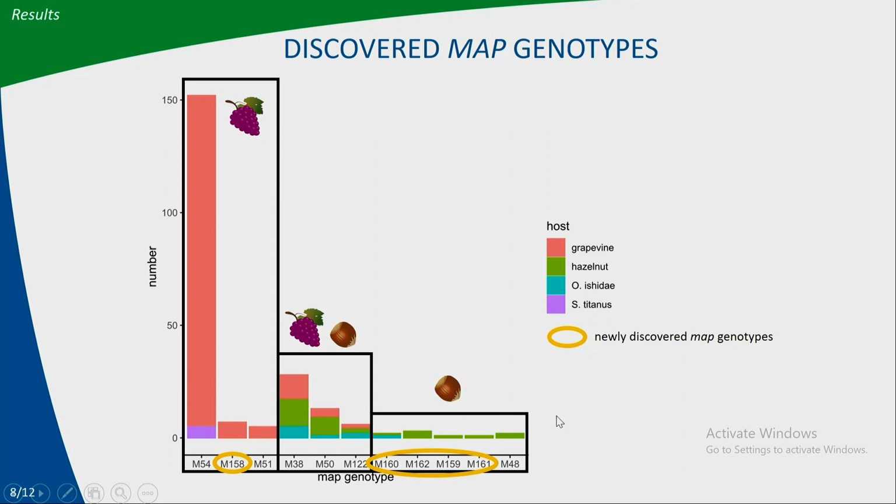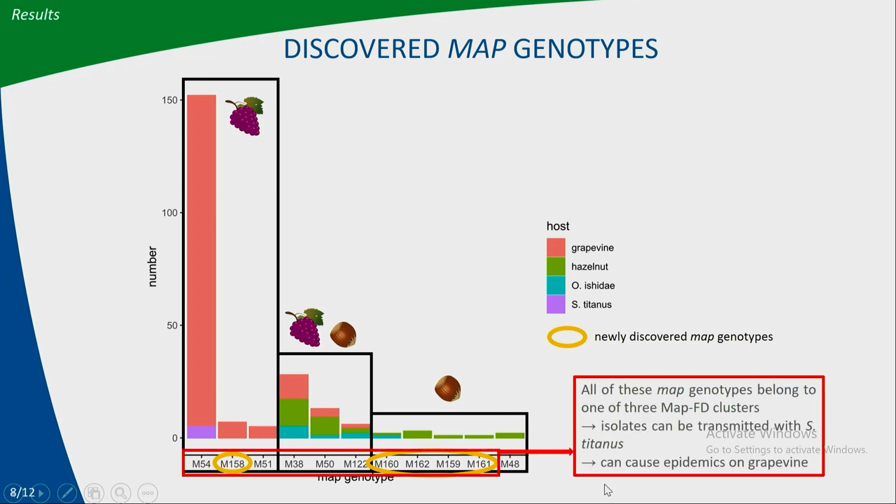The genotypes marked with yellow are the ones that were detected for the first time in Slovenia, and also described for the first time. So these are 4 that were found in hazelnuts, but in minor percentages.